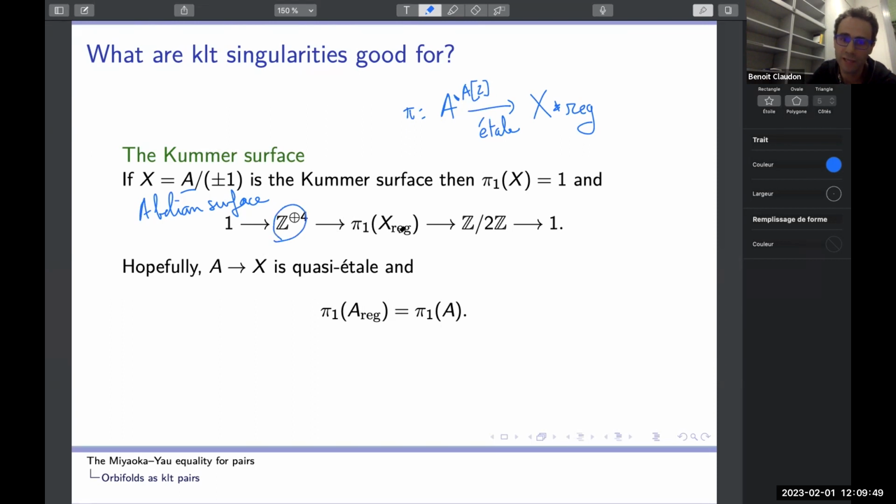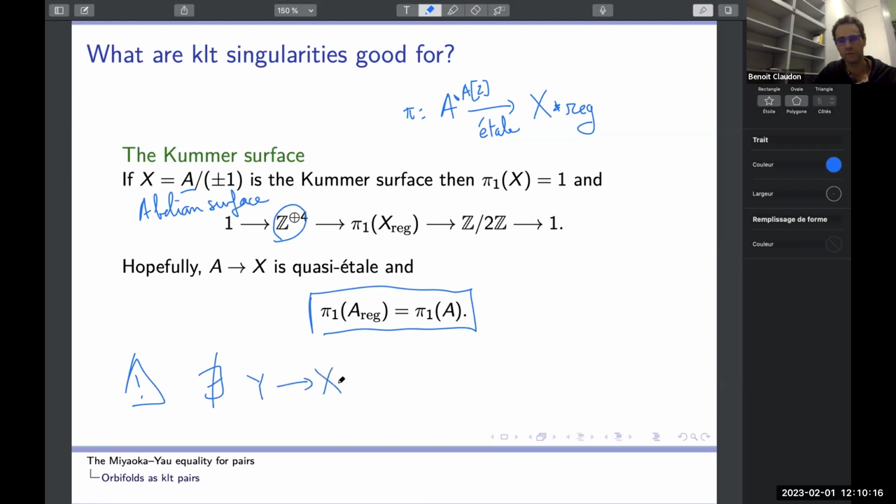So the pi1 of X reg is very, very big. So it's virtually abelian of rank 4. But hopefully this map is quasi-étale, and so it gives you the maximally quasi-étale cover. Okay, just a point in general. So there is no quasi-étale cover with this property, with the pi1 of Y array.